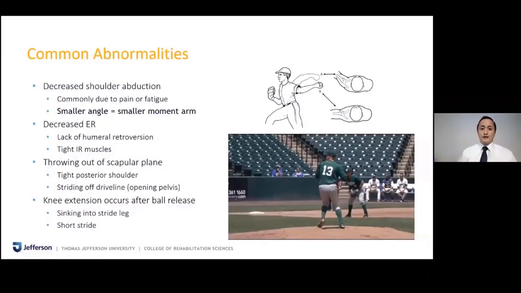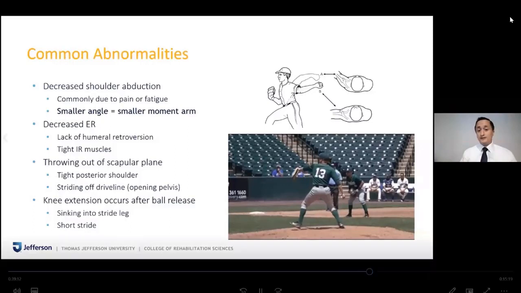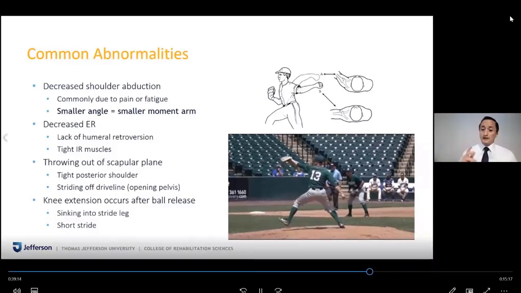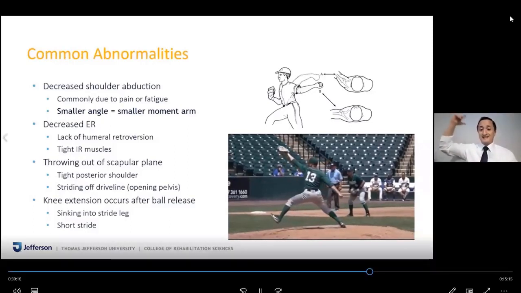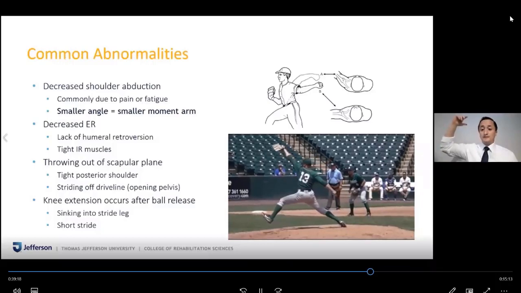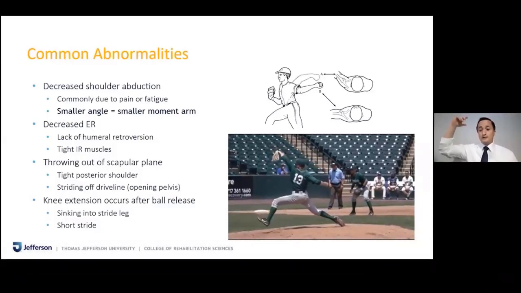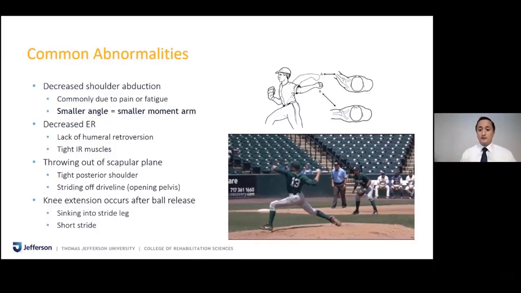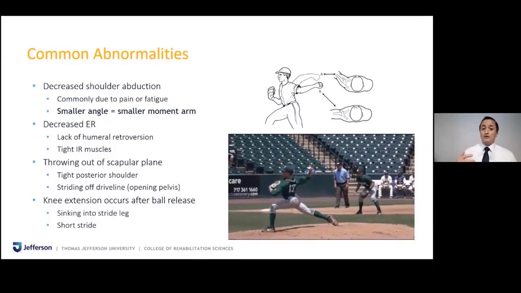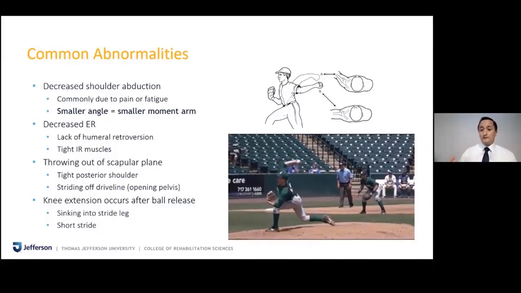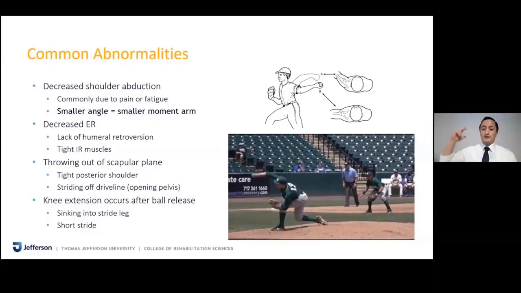But we will look at some common abnormalities. So one is a decreased shoulder abduction. Sometimes this could be due to pain. So a lot of times when people have shoulder pain, when they get to 90 degrees of abduction, they will drop because it hurts, right? And essentially, whether you're fatigued or it's painful, you're going to go to a place that's not.